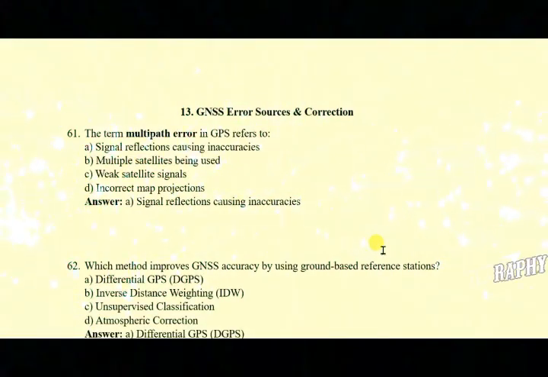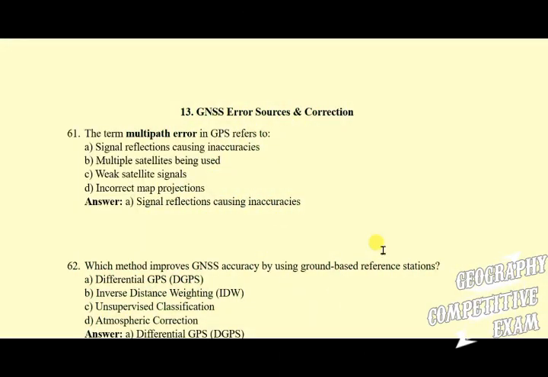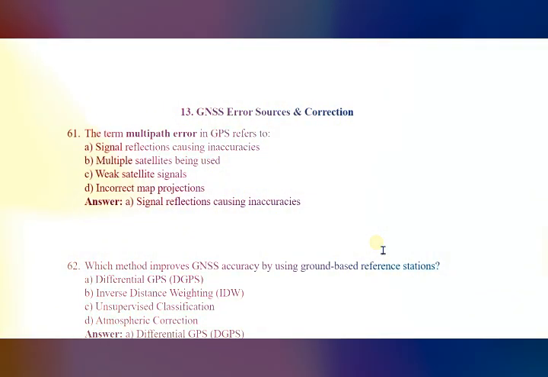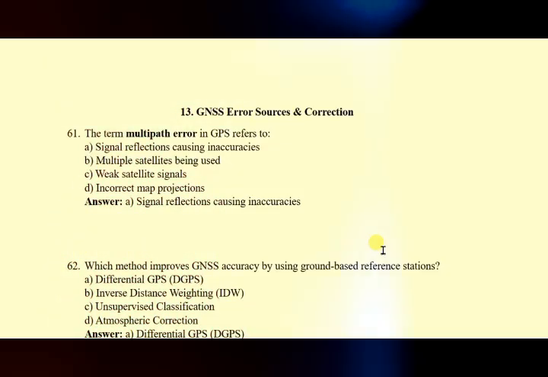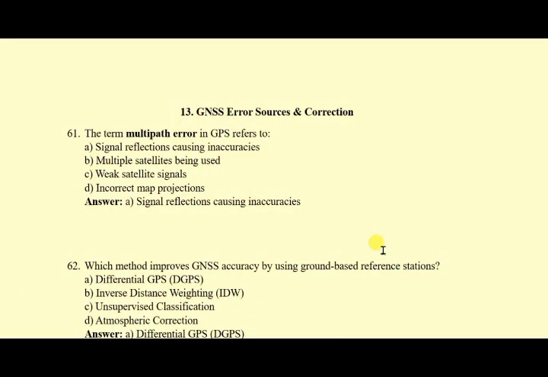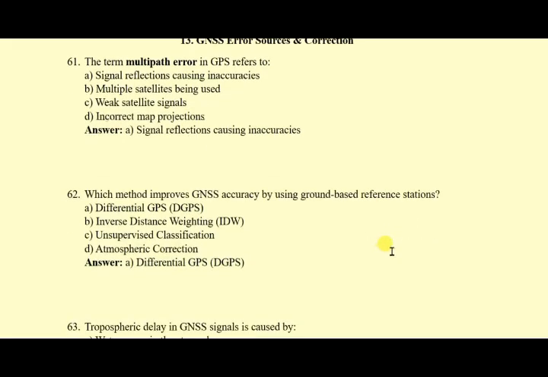13th category, GNSS, error sources and corrections. 61. The term multipath error in GPS refers to signal reflectance causing inaccuracies, multiple satellites being used, weak satellite signals, incorrect map projection. The right answer will be signal reflectance causing inaccuracies.